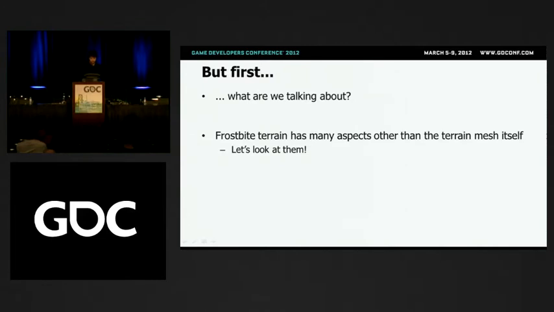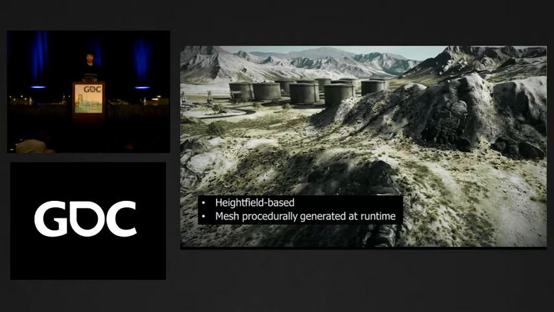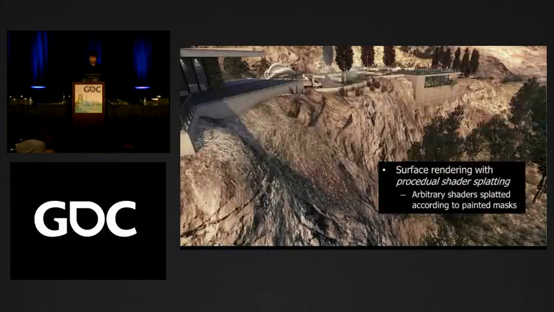But before I get started, I want you to know what I mean when I talk about the Frostbite terrain system, because it has some aspects that you might not think are included in a terrain system. Of course, we have a terrain mesh, and in our case, it's generated at runtime from a height field texture. Nothing strange there.